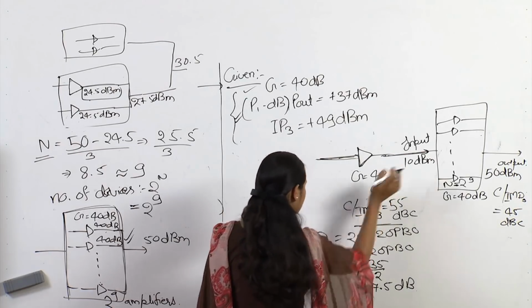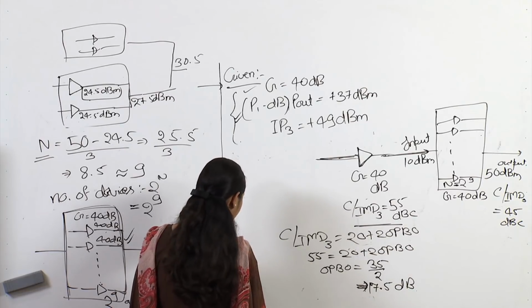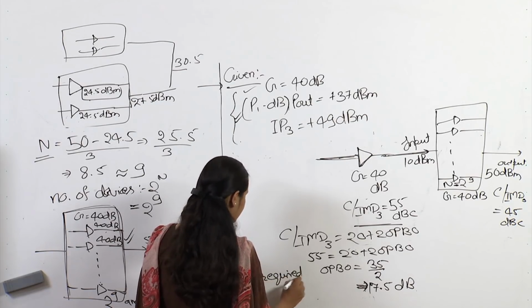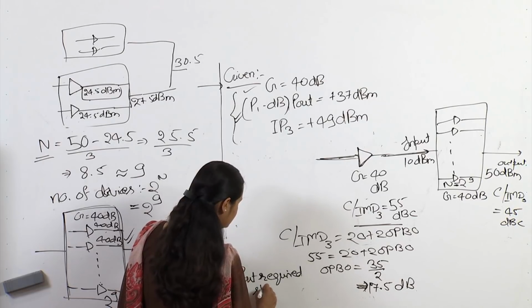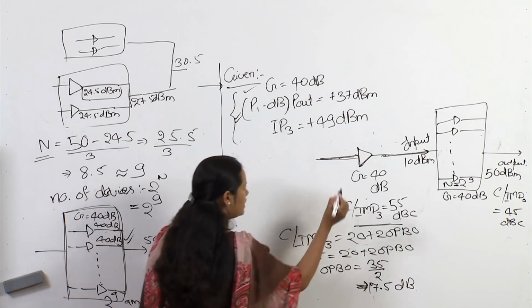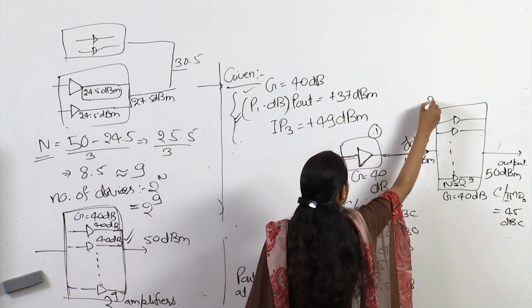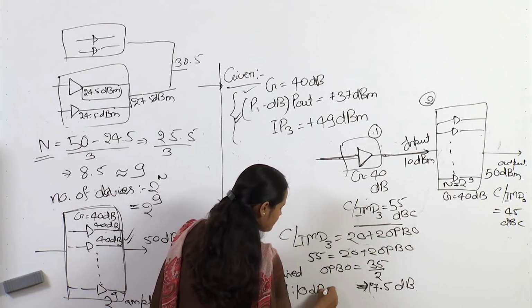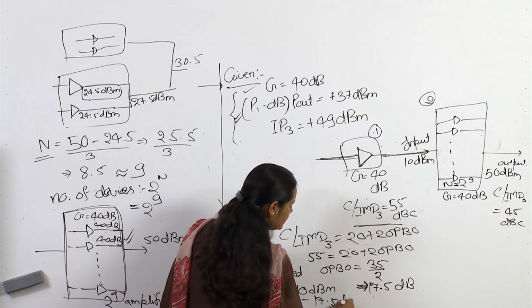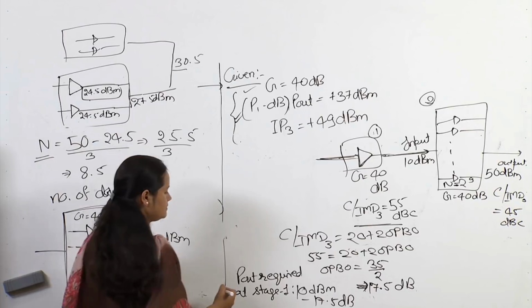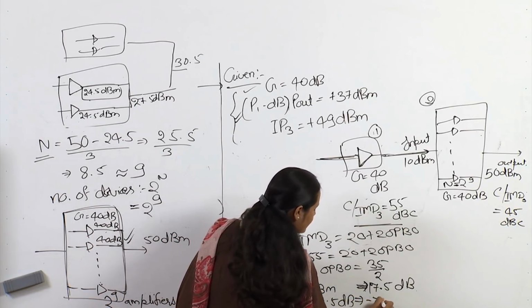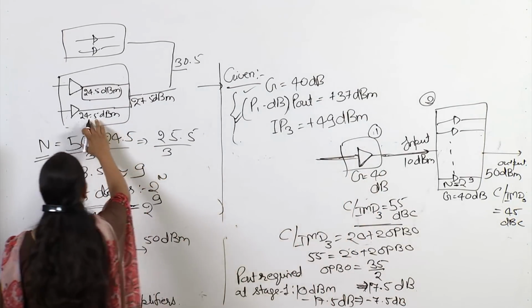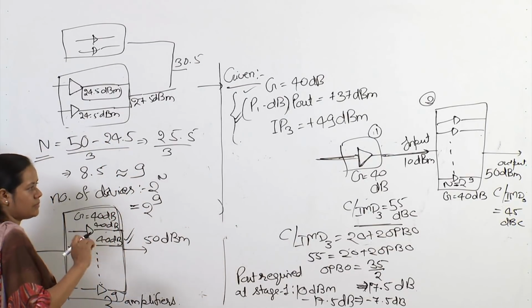So actually the output power which we require here is even lesser. The output power required at stage 1, let us call it stage 1, is 10 dBm minus 17.5 dB, so minus 7.5 dBm. Now we require minus 7.5 dBm and our PA is able to give 24.5 dBm, so we are very safe from that point of view.